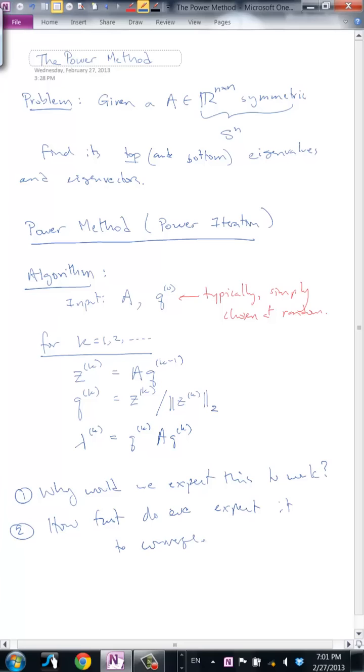As very often in linear algebra, we can get a good intuition by looking at diagonal matrices. So let's suppose that we have the simplest case of a symmetric matrix where A is actually diagonal. So let me just put down some numbers: 3, 2, 1. So what is its leading eigenvector? Well, clearly its leading eigenvector is the vector E1, 1, 0, 0, and it has corresponding eigenvalue 3.